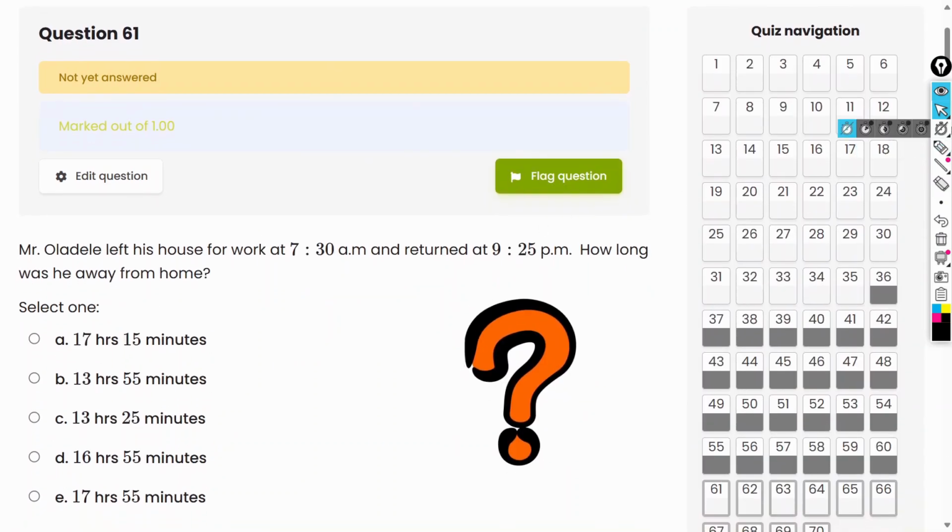Mr. Oladele left his house for work at 7:30 a.m. and returned at 9:25 p.m. How long was he away from home? He left his house by 7:30 a.m.